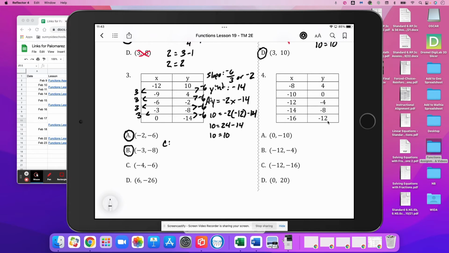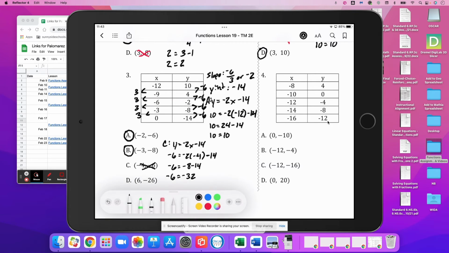C, y equals negative 2x minus 14. So negative 6 equals negative 2 times negative 4 minus 14. So we get negative 6 is equal to negative 8 minus 14. This one's not going to work. Negative 6 is equal to negative 32. So not going to work.